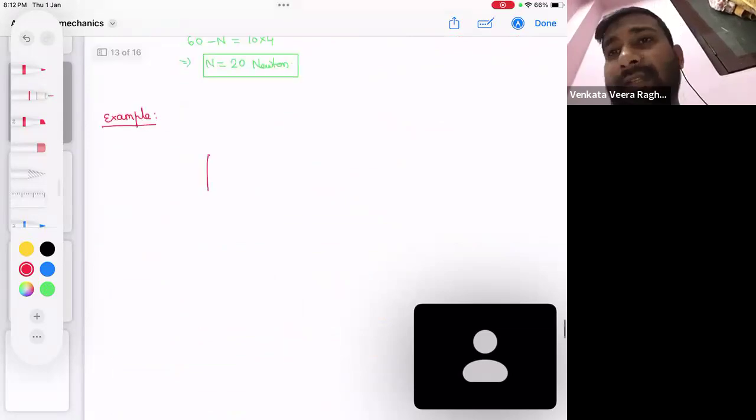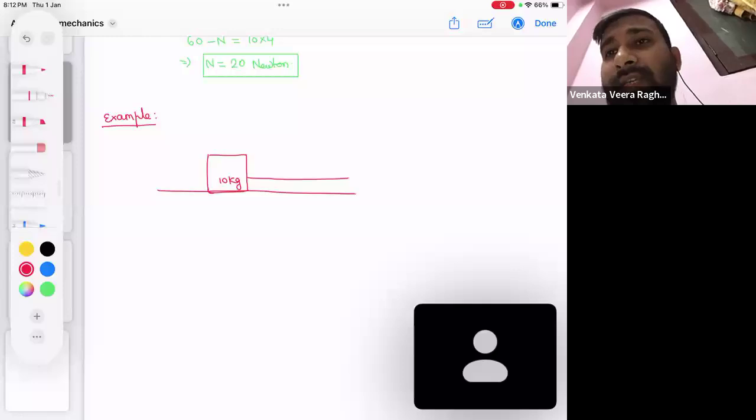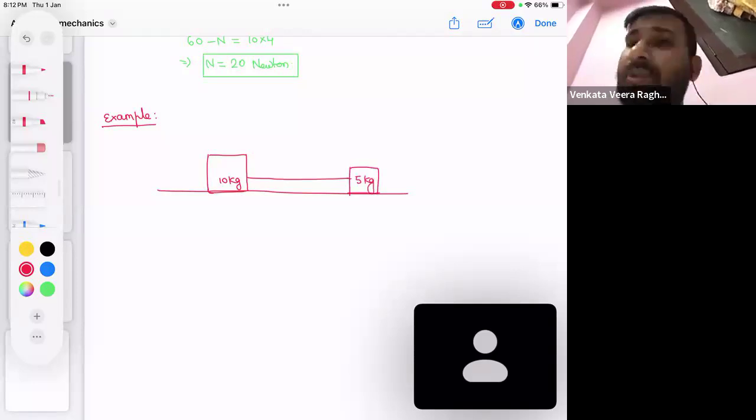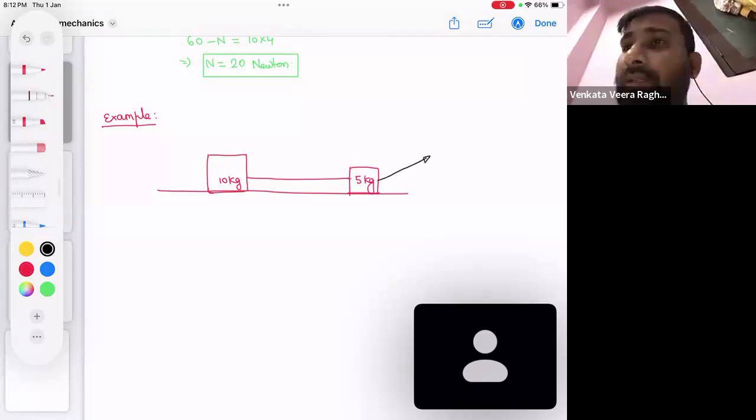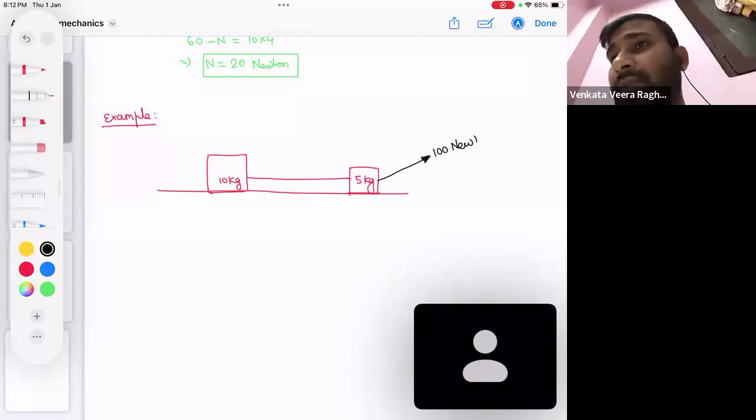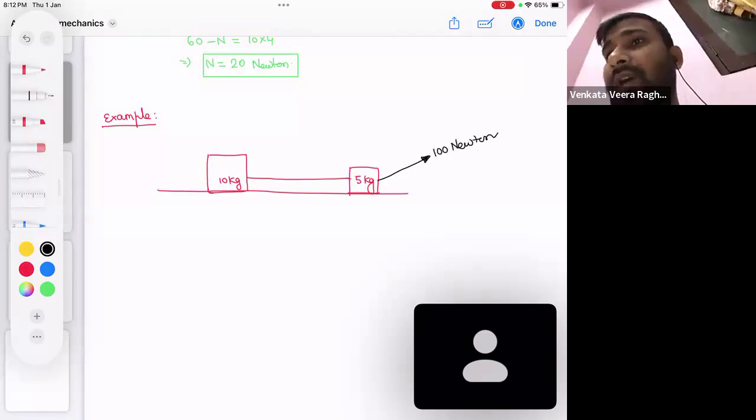Look at this question. I'm going to take everything the same. This is the 10 kg block and the 5 kg block. Instead of keeping them in contact with each other, I'm going to connect them with the help of a string. And this time, I'm going to apply a force of 100 Newton on the 5 kg block at an angle of 37 degrees. Understand the question? Yes, sir.